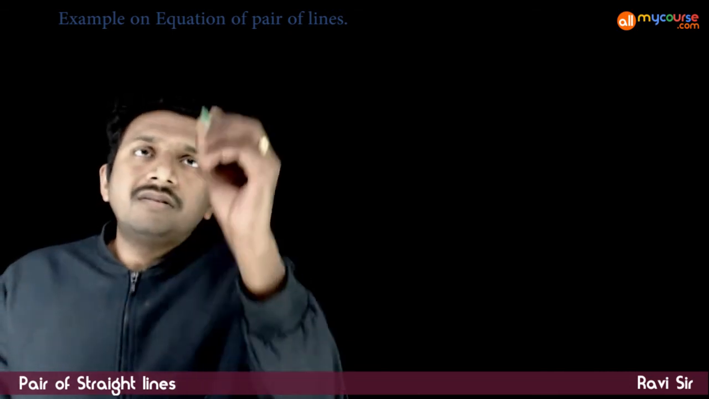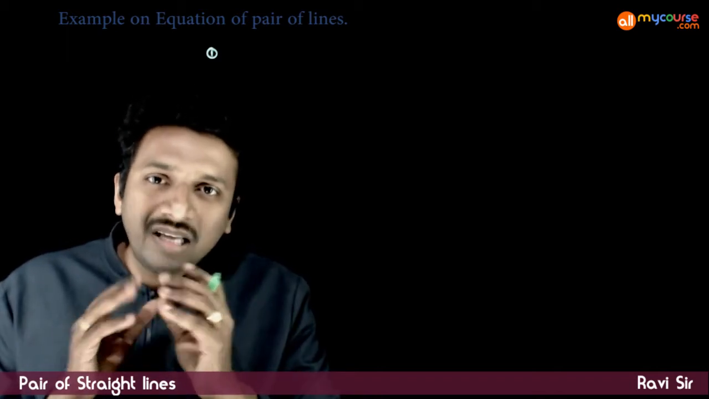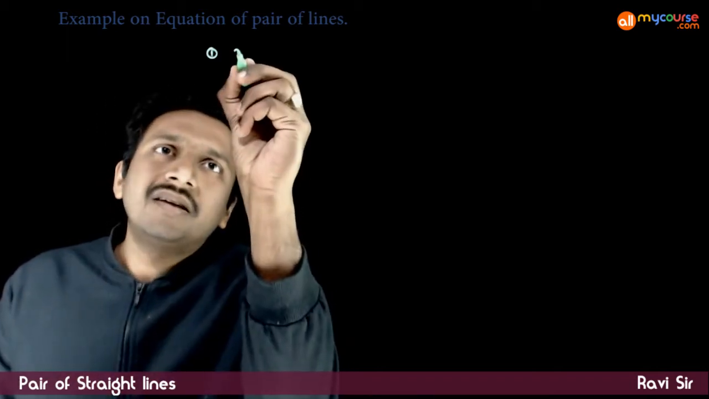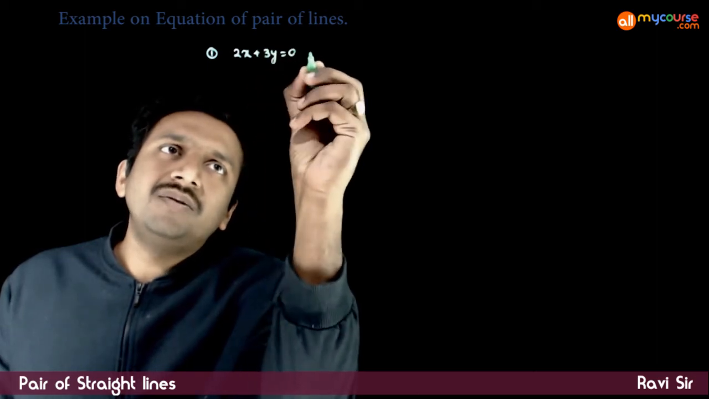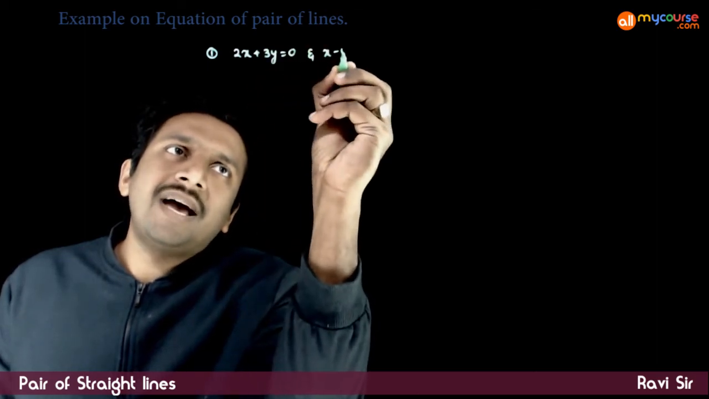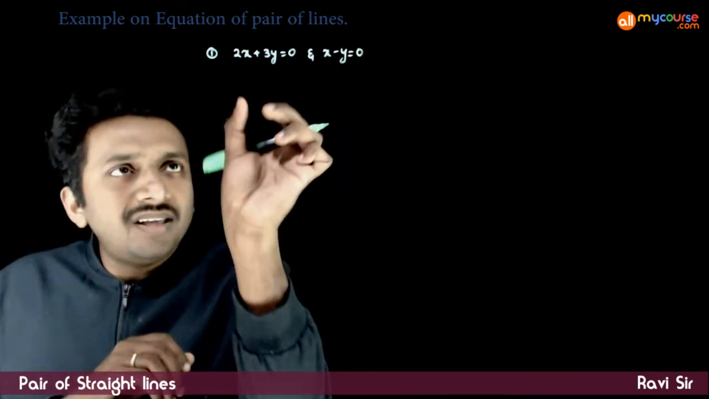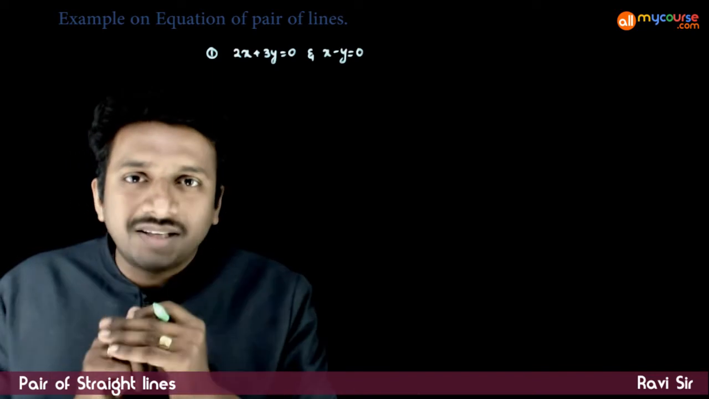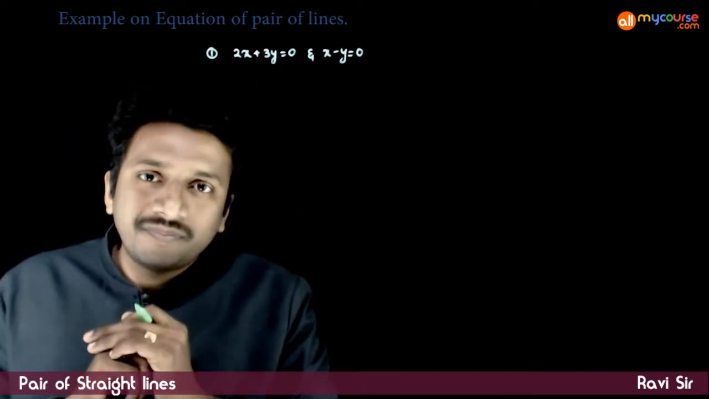So let us take some examples. First, what is the combined equation of the lines 2x plus 3y is equal to 0 and x minus y is equal to 0? As you can see, I have taken two special lines. These are lines passing through origin.